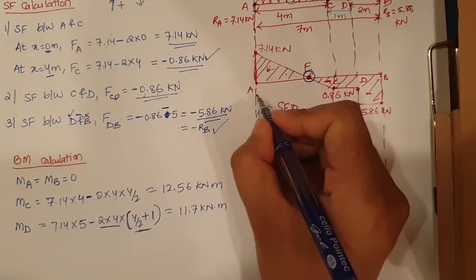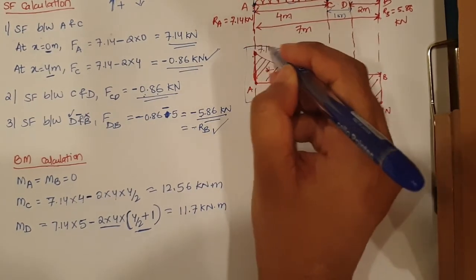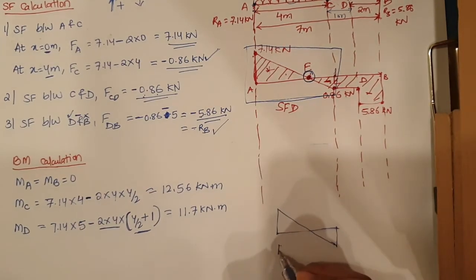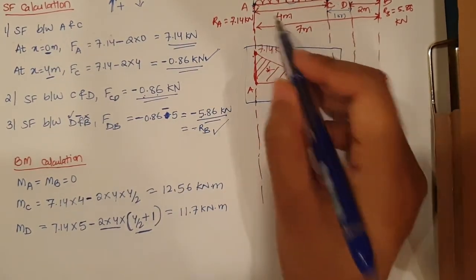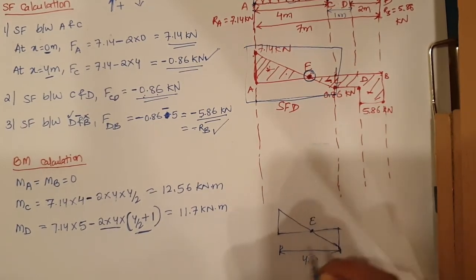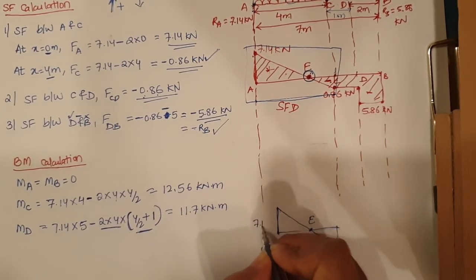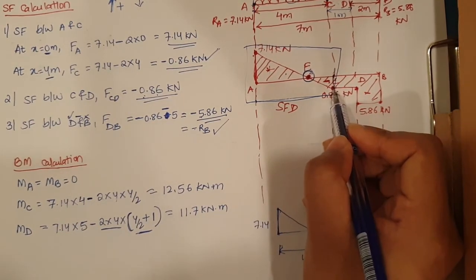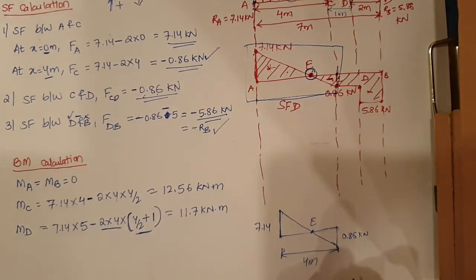Okay, so from here to here I have drawn this much diagram, because up to this point we have to solve. From here to here, what is the distance? It is 4 meter. So this is 4 meter, right? This is the point of contraflexure, which is E point. So this much height is 7.14, and from here to here this much is 0.86 kilonewton, right?